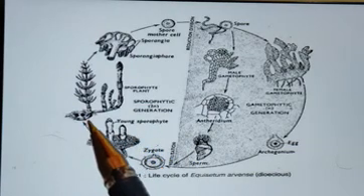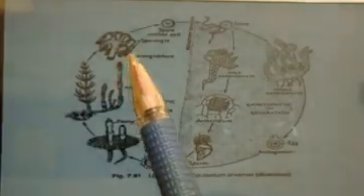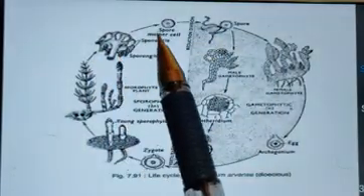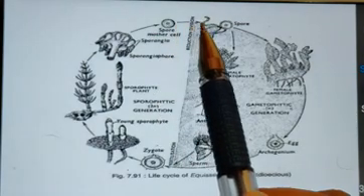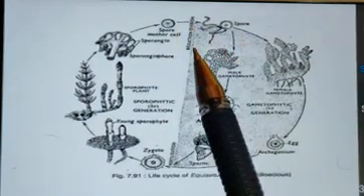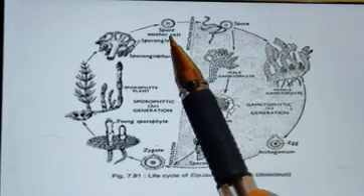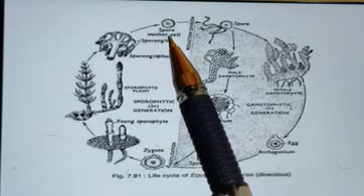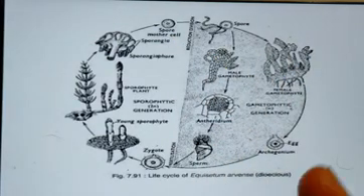The young sporophyte produces the sporophytic plant, then the sporangiophore. Then the sporangiophore produces spore mother cells, which are responsible for production of the spores. This is the reduction division. Reduction division takes place at the stage of the spore mother cell. So this is the overall life cycle of Equisetum.